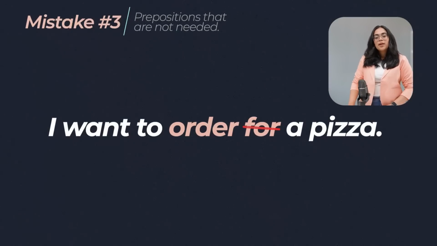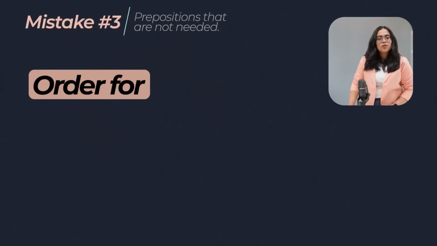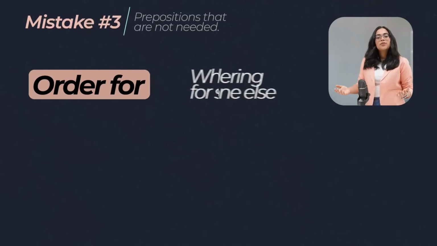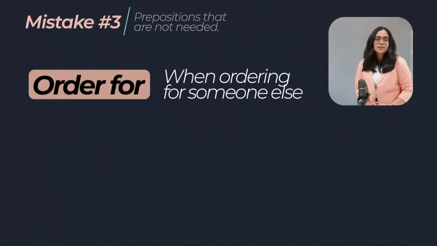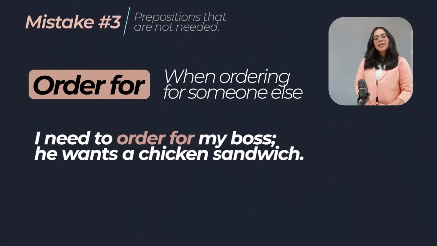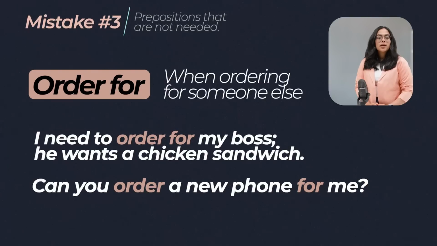But you can use order for when you're ordering for someone else. Example, I need to order for my boss. He wants a chicken sandwich. Can you order a new phone for me? So when you order for someone else, use for. Else, stay away from using for. I hope you got it.